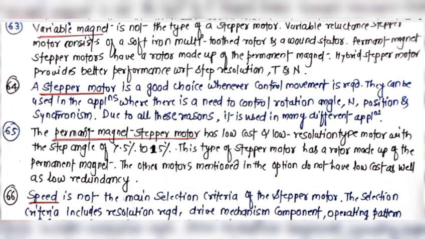Variable reluctance stepper motor consists of a soft iron multiple tooth rotor and a wound stator. Permanent magnet stepper motors have a rotor made up of permanent magnets. Hybrid stepper motor provides better performance with respect to step resolution, torque and speed.